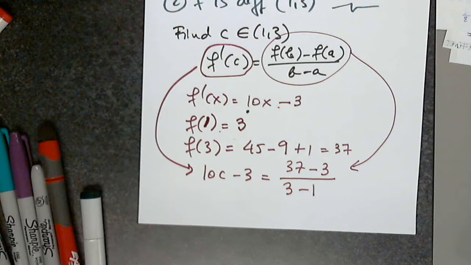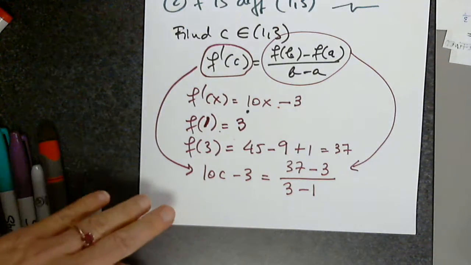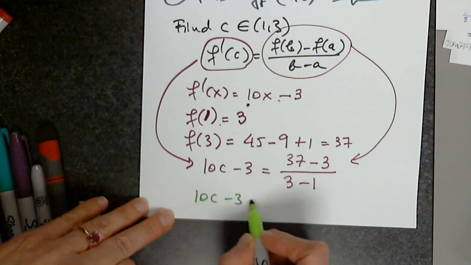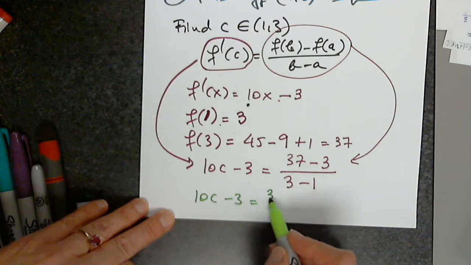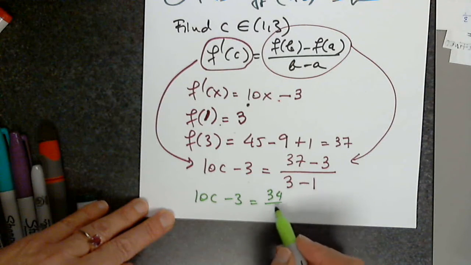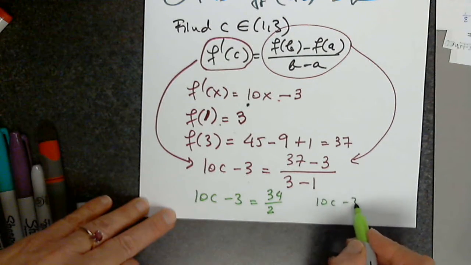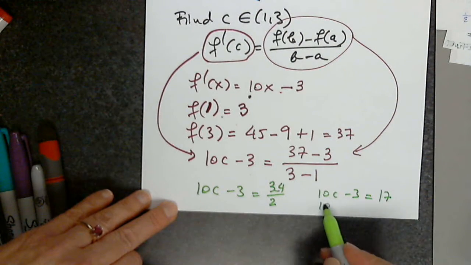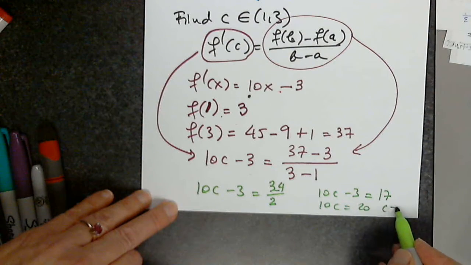So now in the past we knew that, but we didn't really determine c. Now with the mean value theorem, we're able to determine c. Is that clear, Ian? It was a very good question. So 10c minus 3, 37 minus 3 is 34, 3 minus 1 is 2. So 10c minus 3 equals 17. So 10c equals 20, so c equals 2.